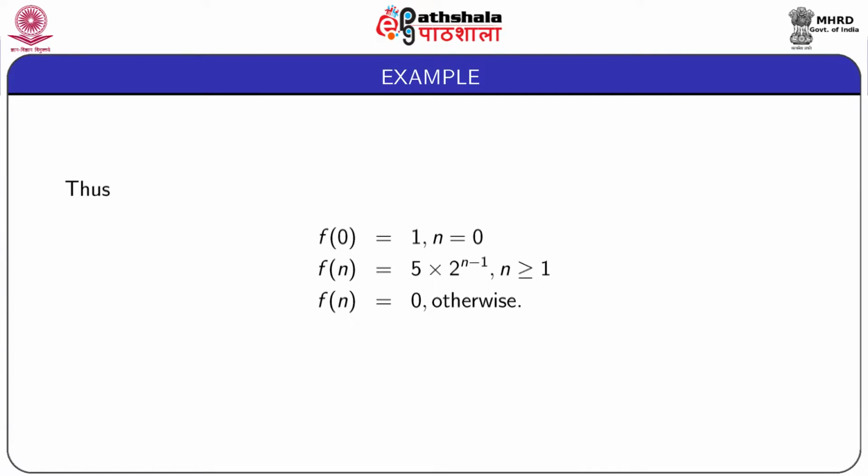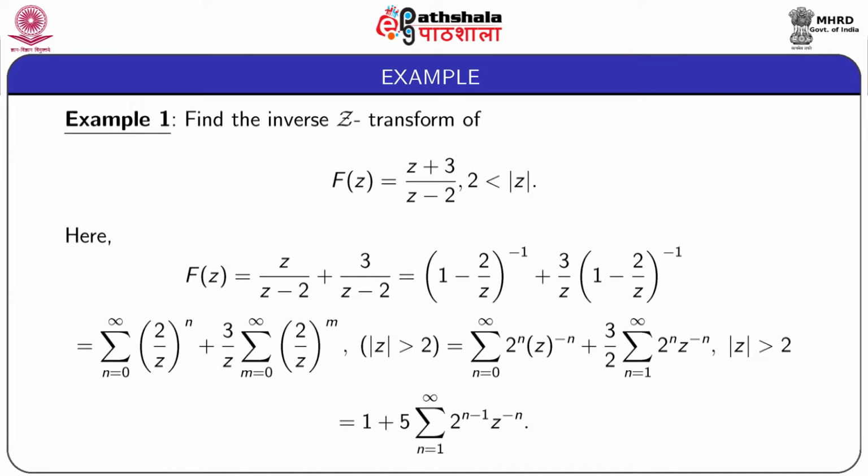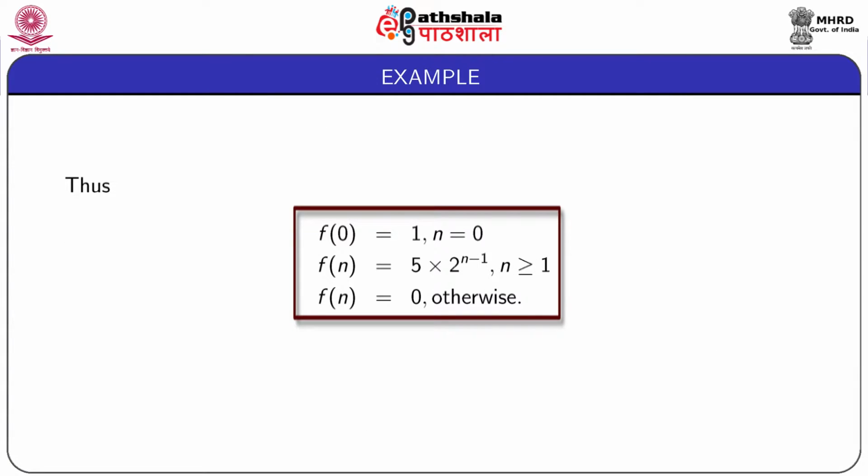So that we can write that capital Fz, we know, is the Z transform of Fn, that is summation n equal to minus infinity to plus infinity Fn z to the power minus n. So, collecting the coefficient of z to the power minus n, we can see that F0 is equal to 1, that is for n equal to 0, and Fn equal to 5 into 2 to the power n minus 1 for n greater than equal to 1 and Fn equal to 0 otherwise. So, this is one method of finding the inverse transform.